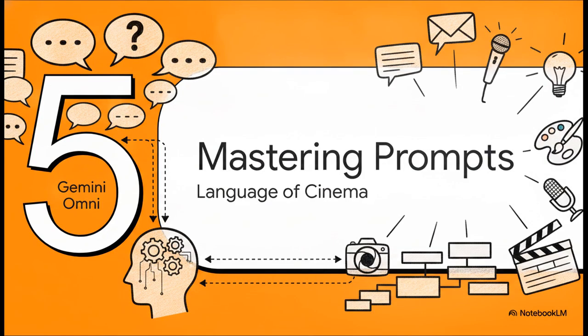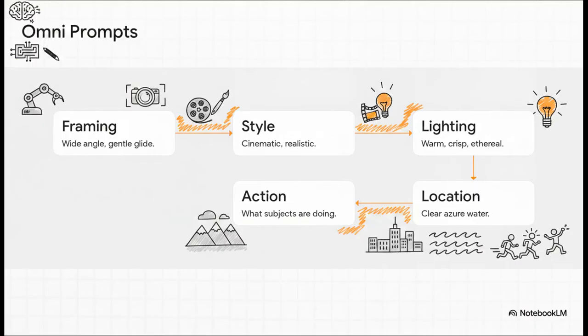Section 5. Mastering the Omni Prompt. Of course, the output you get is only ever as good as your input. According to Google DeepMind's official guide, there are 5 sequential building blocks you need to construct the perfect cinematic prompt. Start with framing and motion. Tell it, do you want a wide angle or a gentle glide?